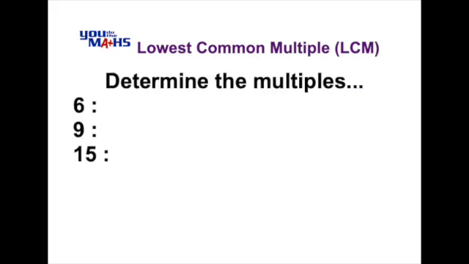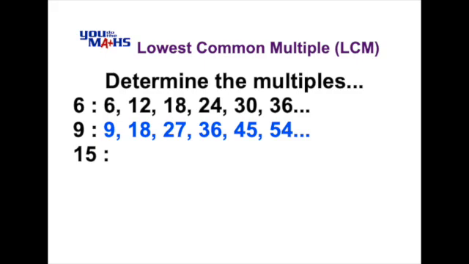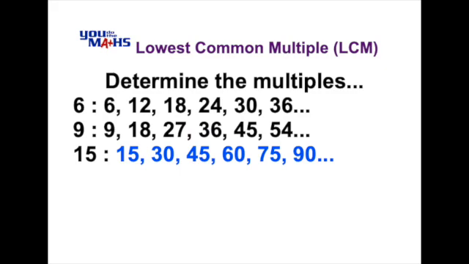One way to find the lowest common multiple is to list the numbers separately with their multiples. So let's look at 6 first. This follows a 6 times table. In other words, the multiples of 6 are 6, 12, 18, etc. Now let's have a look at the multiples of 9. Again, following the 9 times table, the multiples of 9 are 9, 18, 27, etc. And for 15 likewise, 15, 30, 45, etc.